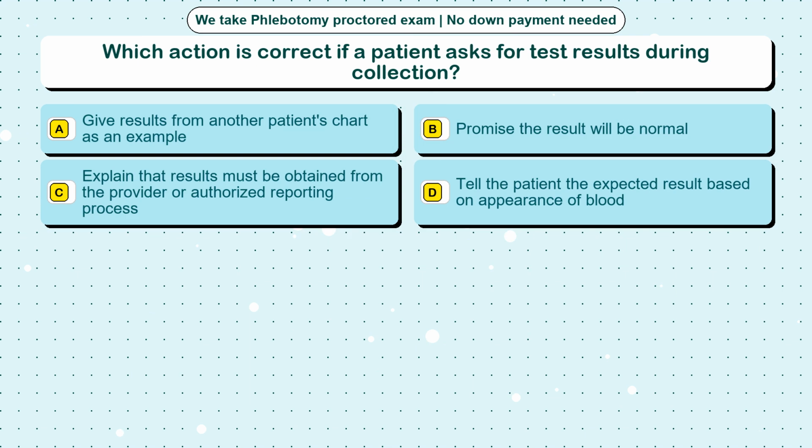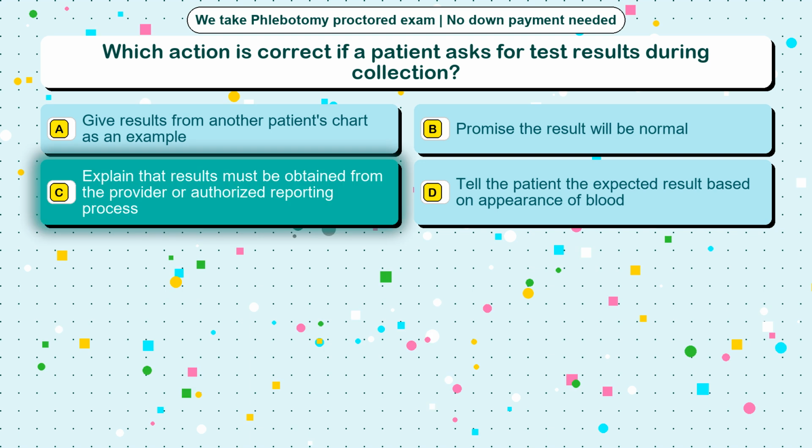Question 91. Which action is correct if a patient asks for test results during collection? Option A. Give results from another patient's chart as an example. Option B. Promise the result will be normal. Option C. Explain that results must be obtained from the provider or authorized reporting process. Option D. Tell the patient the expected result based on appearance of blood.